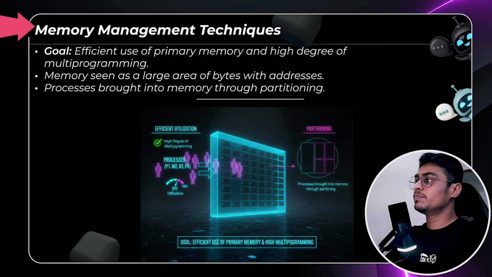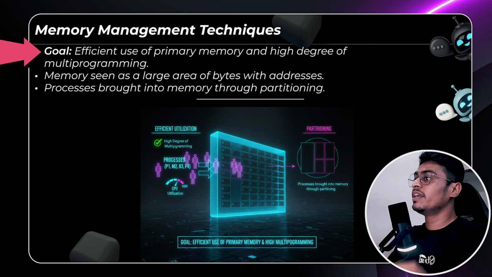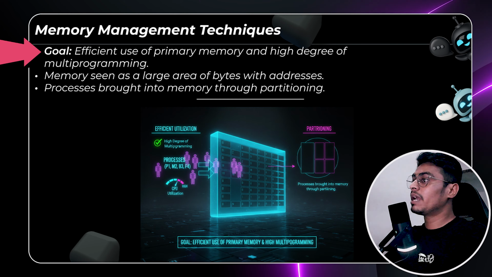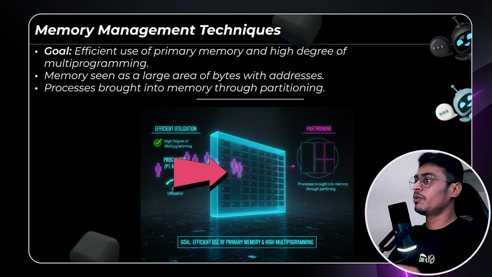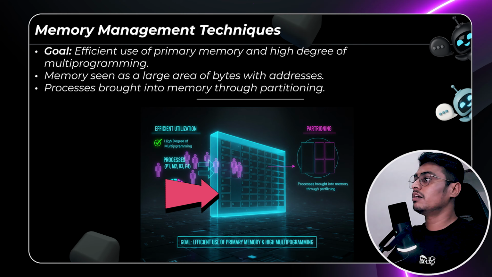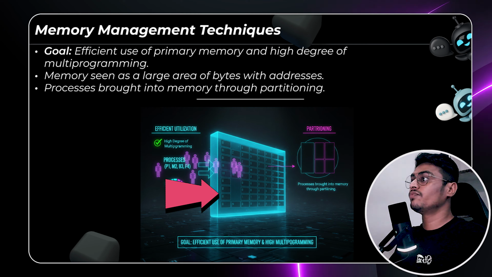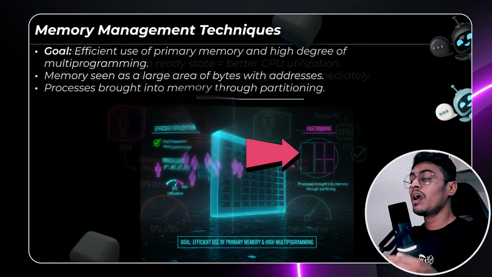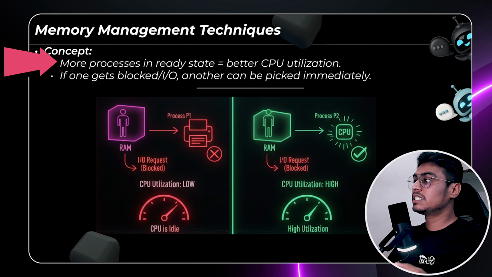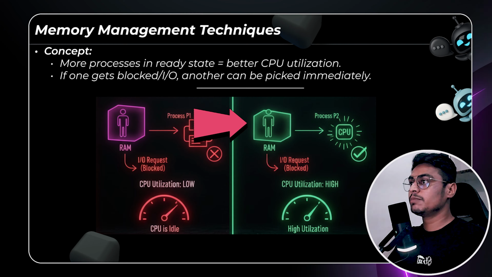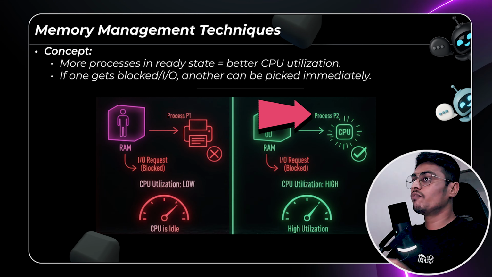Now memory management techniques. Moving forward to memory management techniques. Operating system uses various memory management methods to handle primary memory efficiently. As we established, degree of multiprogramming is crucial. We need maximum processes in main memory, so CPU always has a process available for execution. Memory can be visualized as a large area of bytes where every byte has an address. We divide this memory through partitioning. Our main objective is keeping maximum processes in ready state. When maximum processes are in the ready state, we can pick one for running state.